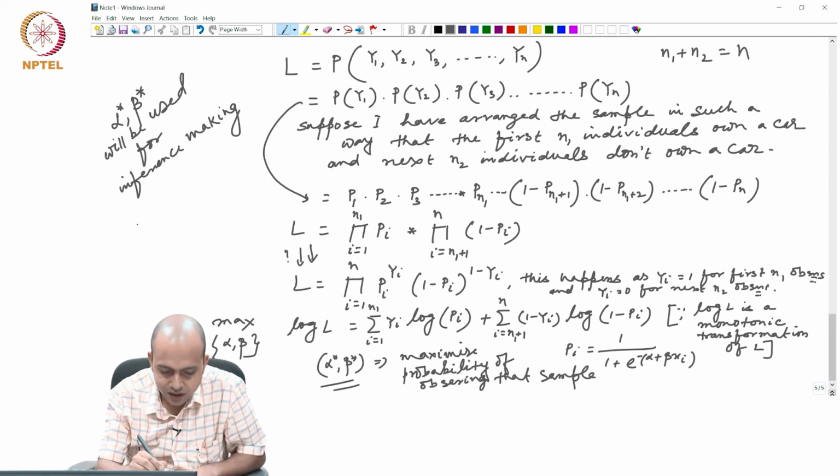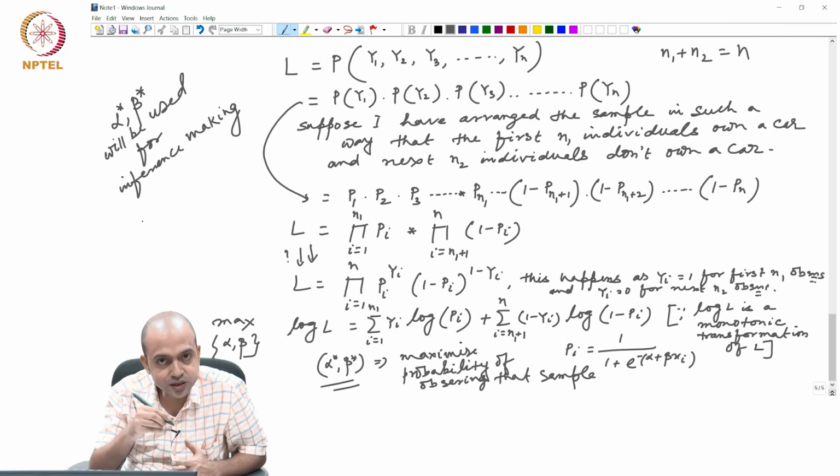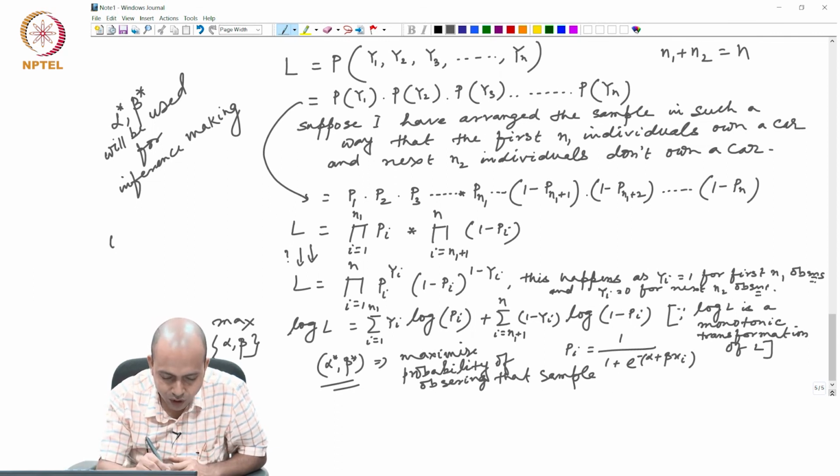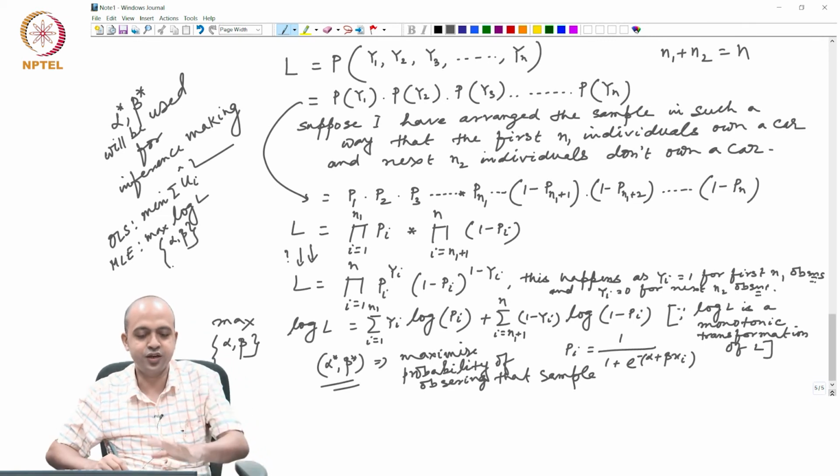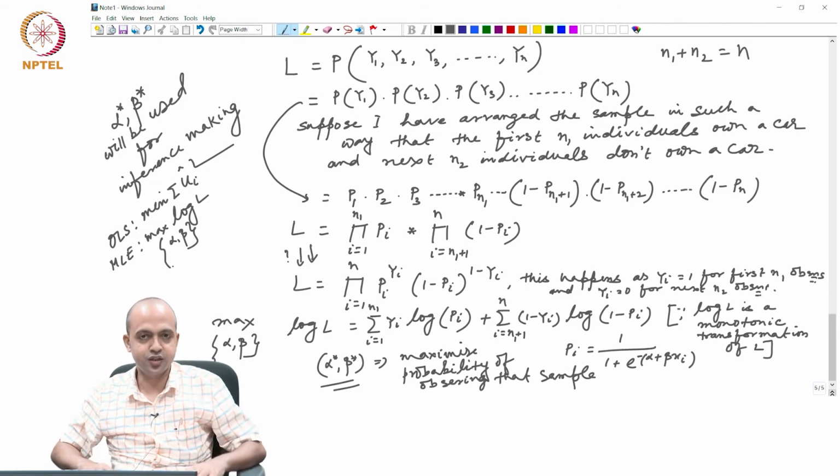So, in OLS I was minimizing the sum of ui hat square. In case of OLS, what are you doing? You are minimizing summation u hat square, but in MLE what you are doing is actually maximizing log of L with respect to alpha and beta. That is the difference between this and this.